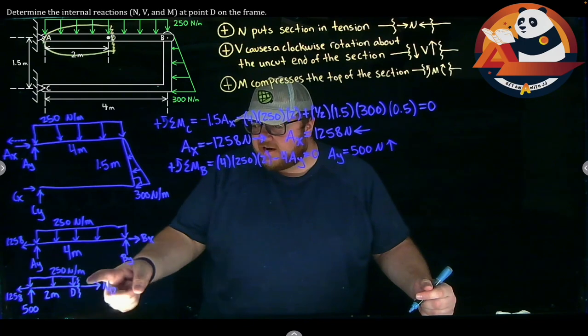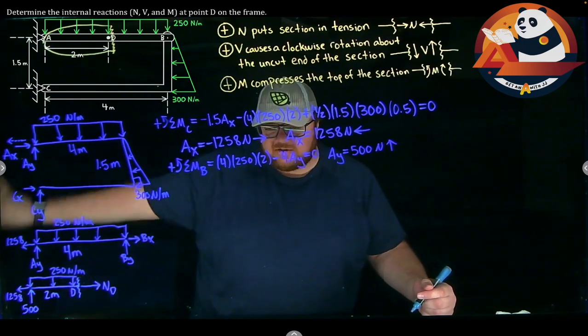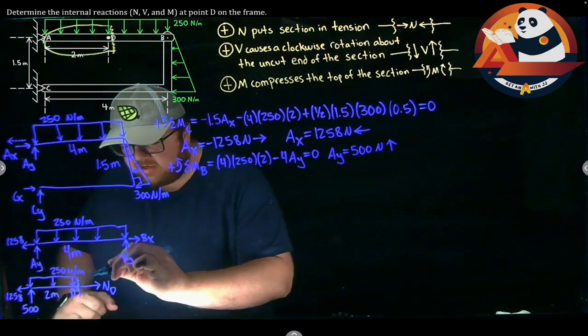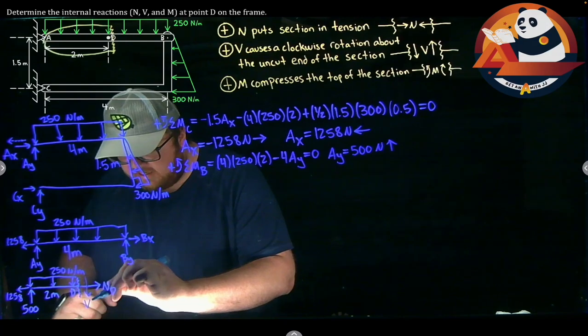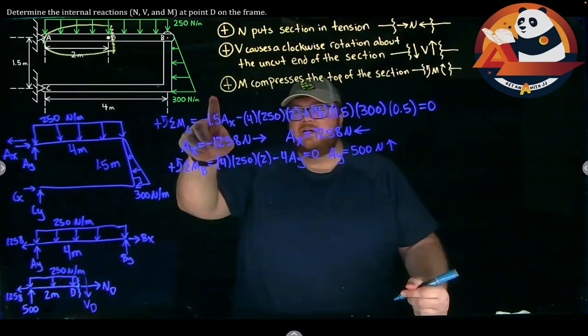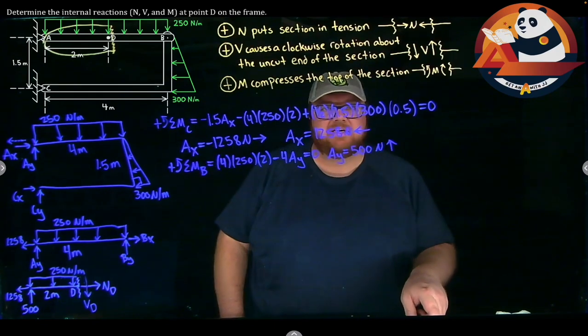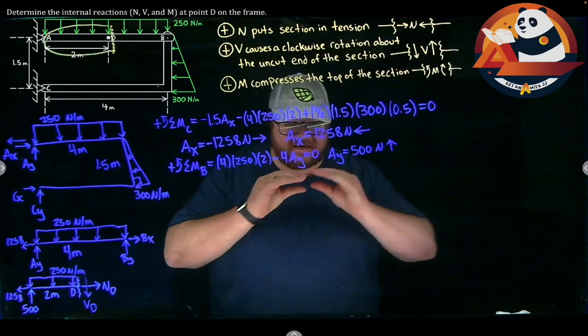So that would be, if my cut's right here, the uncut end is point A. To get a clockwise rotation, my shear would have to go down. So I'll put my shear going down right here, VD. And my moment compresses the top section of whatever our section. We have section AD here. That was a little bit tricky. I kind of explained this.